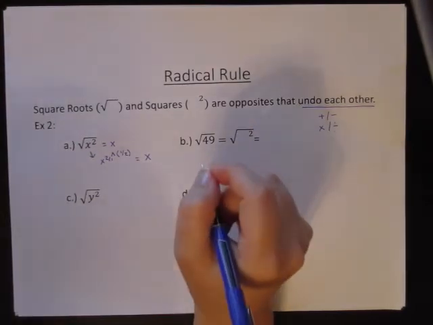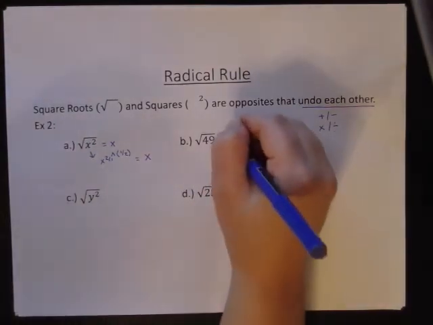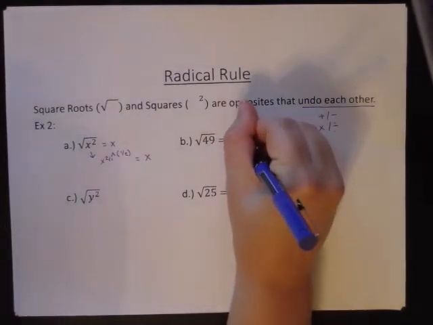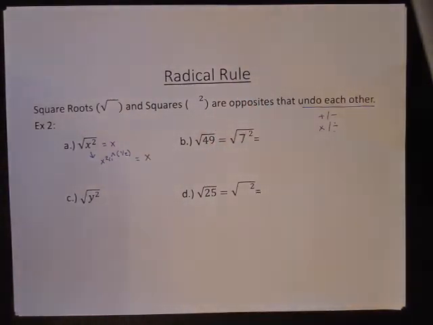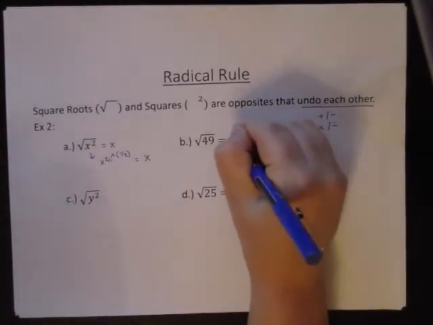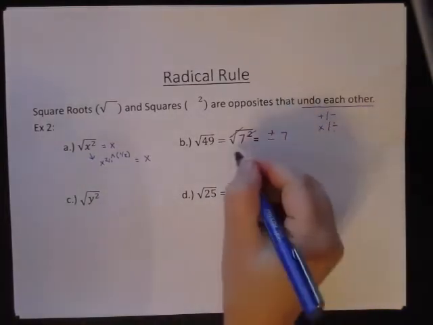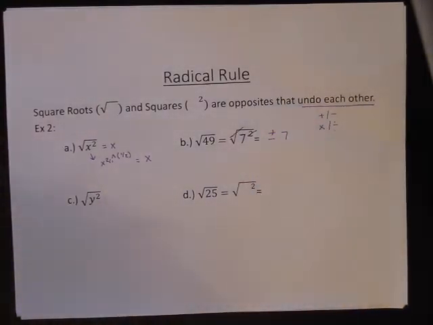So right here, if I do the square root of 49, I would be left with 7, and squares and square roots cancel each other out, so I would have plus or minus 7. If you want to take it with this technique to go plus or minus, and you see that squares and square roots are opposites of each other, you can totally do that as well.